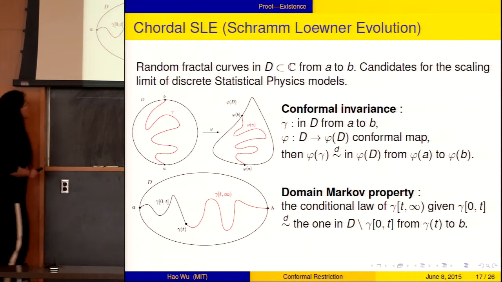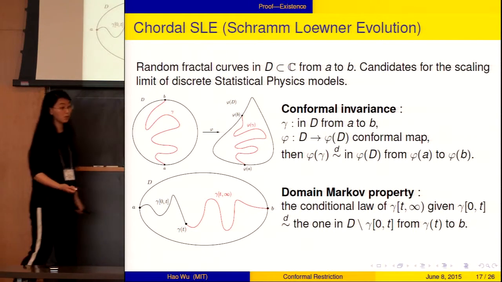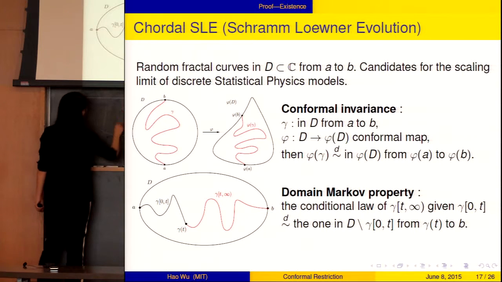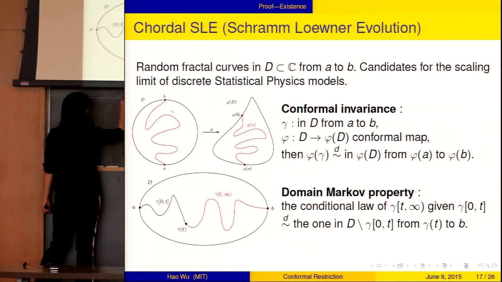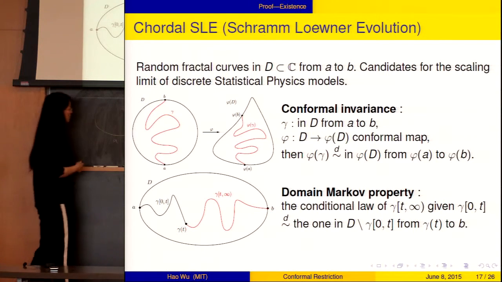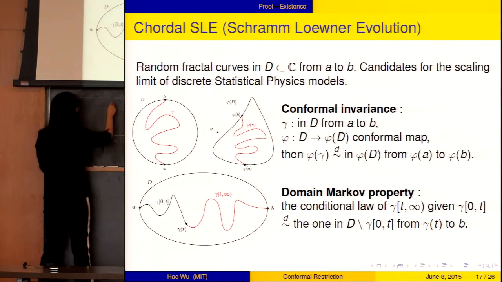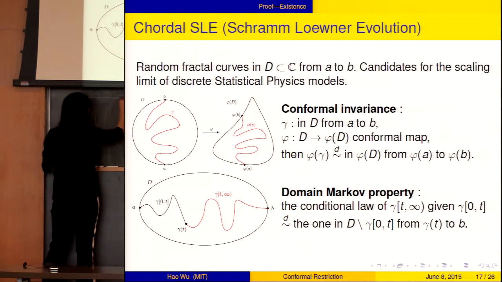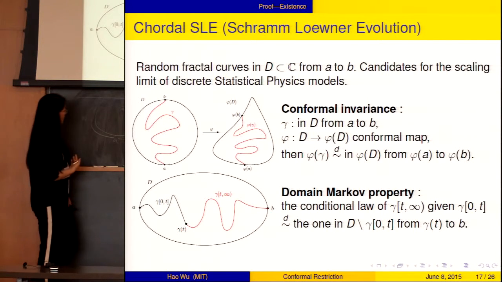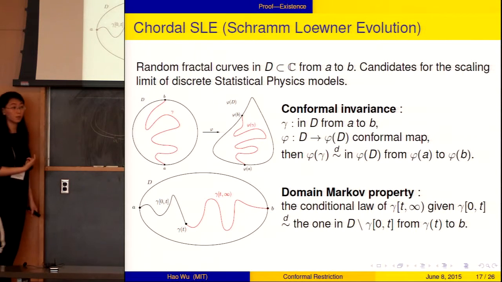Here I have 2 remarks for these 2 properties. The first remark is, these 2 properties are natural properties from discrete models. So suppose we have a region D. We have a discrete lattice inside this D. Let us take the simplest example, critical percolation. So at each vertex, we have black or white with equal probability 1/2. And we require all boundary points to be white here, all boundary points to be black here. And then for the interior sites, each is black or white with equal probability 1/2. This is the critical percolation model.